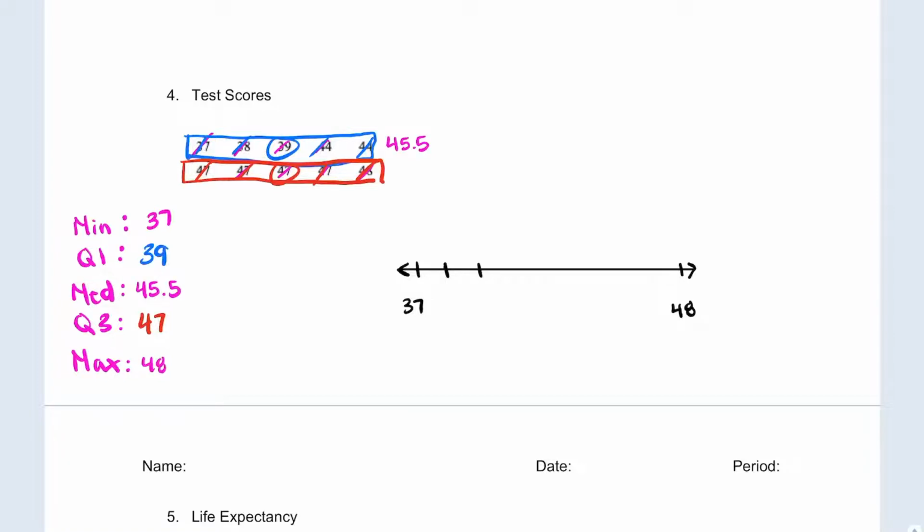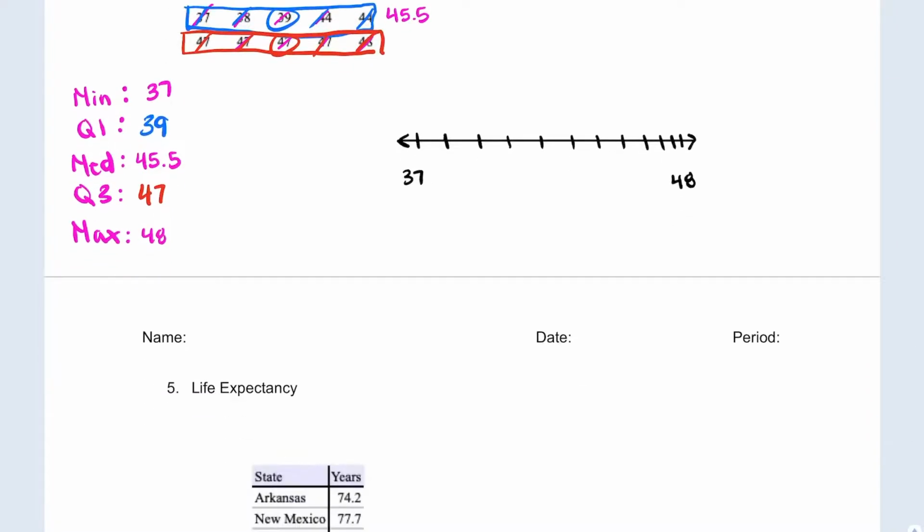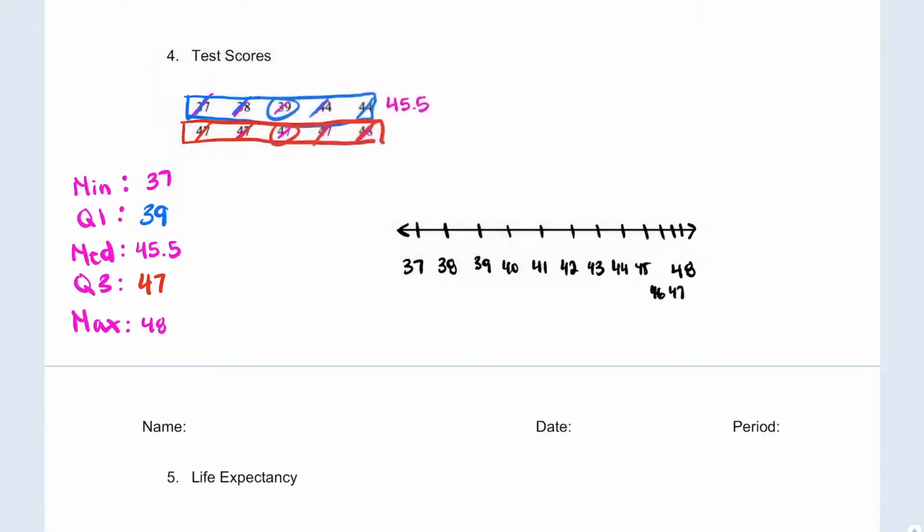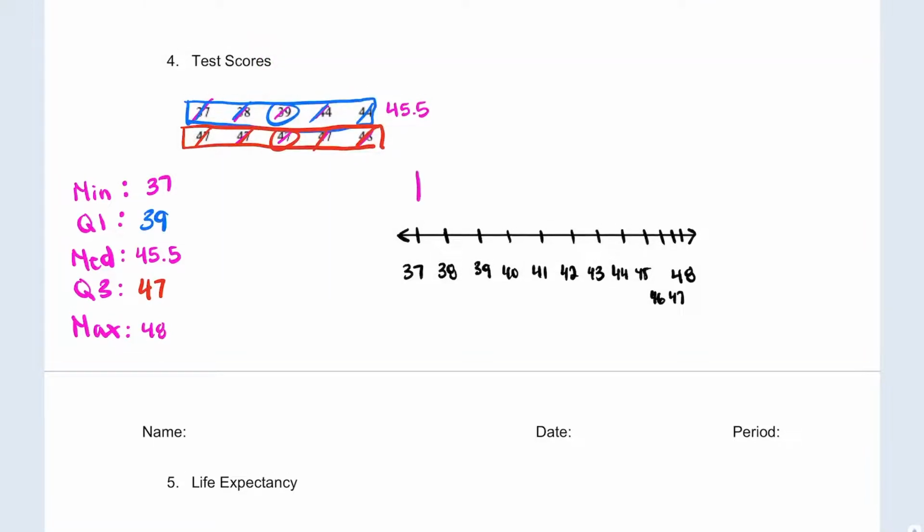37, 38, 39, 40, 41, 42, 43, 44, 45, 46, 47. Okay. Again, doesn't need to be perfect. Okay, and I'm going to label everything. 44, 45, 46, and 47. Okay. Let's go ahead and graph this. So my minimum is at 37. My quartile 1 is at 39.